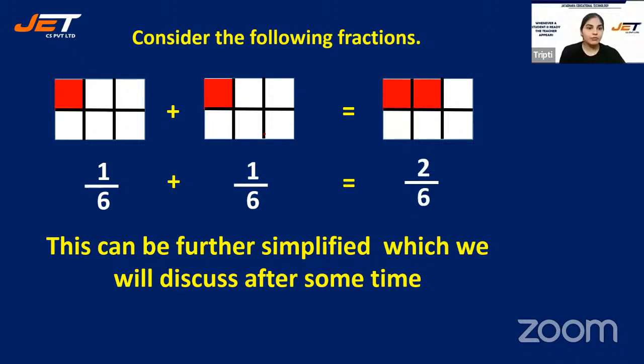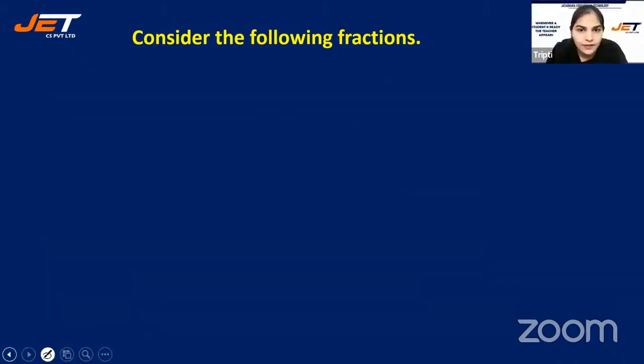Now, 1 plus 1 by 8. So 1 by 8, and this is your 3 by 8. 1 by 8 and 3 by 8. What will be the answer? Here one part is colored and here 4.